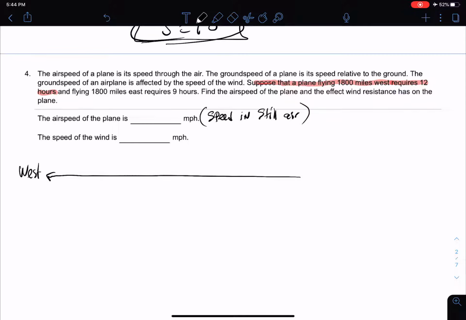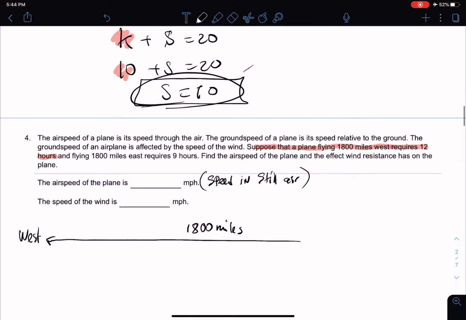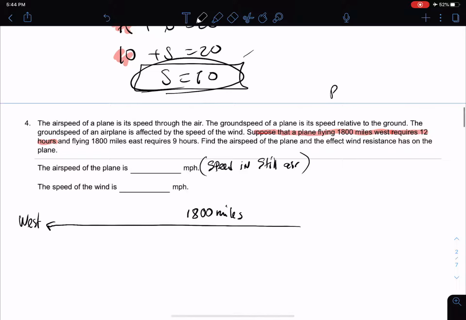So how far do they go? 1,800 miles. I'm just going to use different colors for different things. Remember, the important formula here is that rate times time equals distance. That is the basic formula for all of these kinds of problems, when you have a rate, a velocity, and distance, and then time. So the plane flies 1,800 miles west and requires 12 hours to do this. I think I put my time in green, 12 hours.